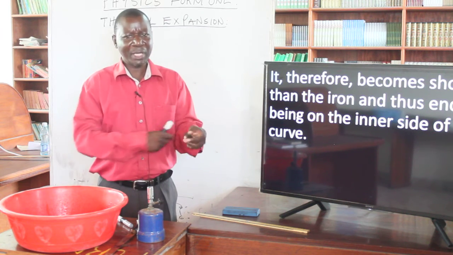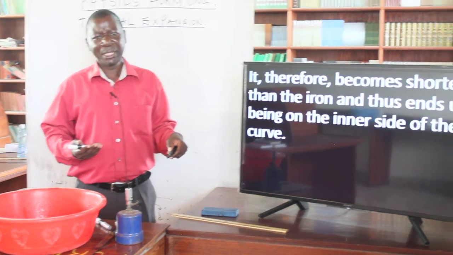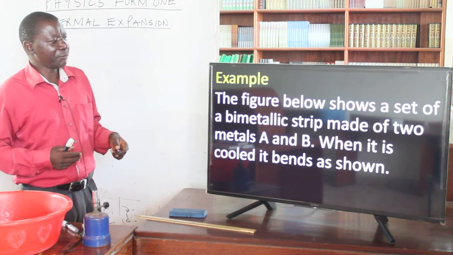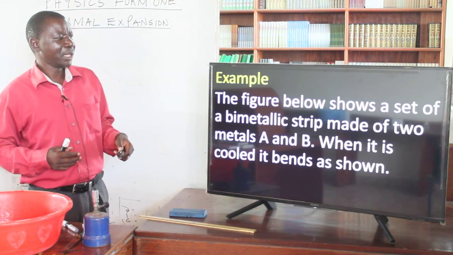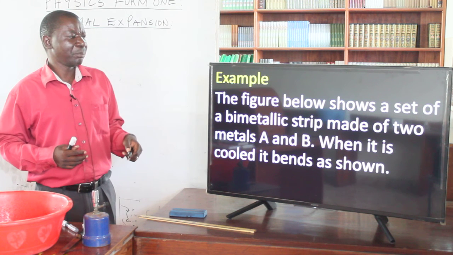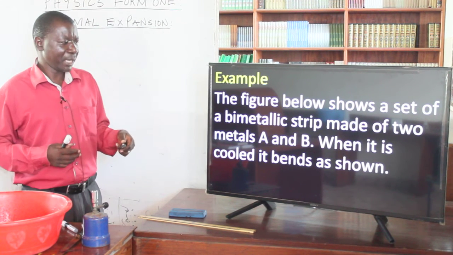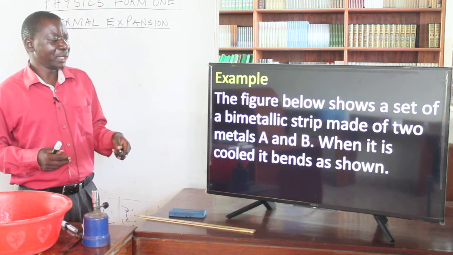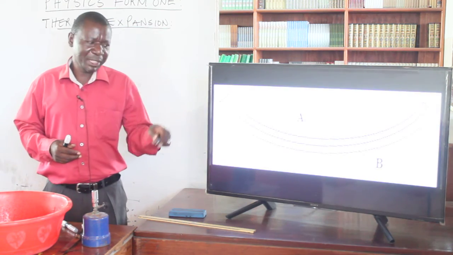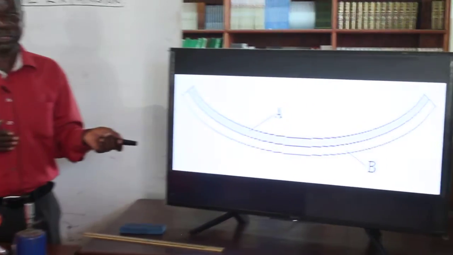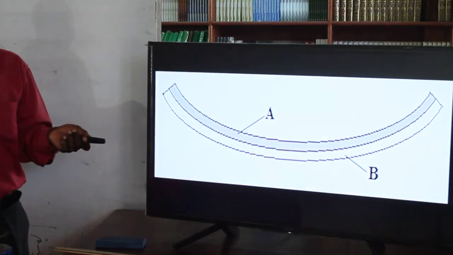I want us to look at an example of a question. You may be given a question like this one. The figure below shows a bimetallic strip made of two metals A and B. When it is cooled, it bends as shown. So when it is cooled, that is the way it bends.